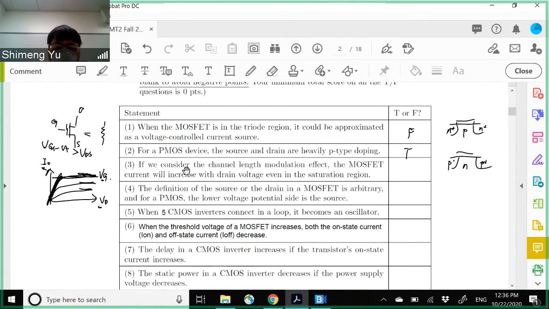The third one: if we consider the channel length modulation effect, the MOSFET current will increase with the drain voltage, even in the saturation. So 10 seconds for you.